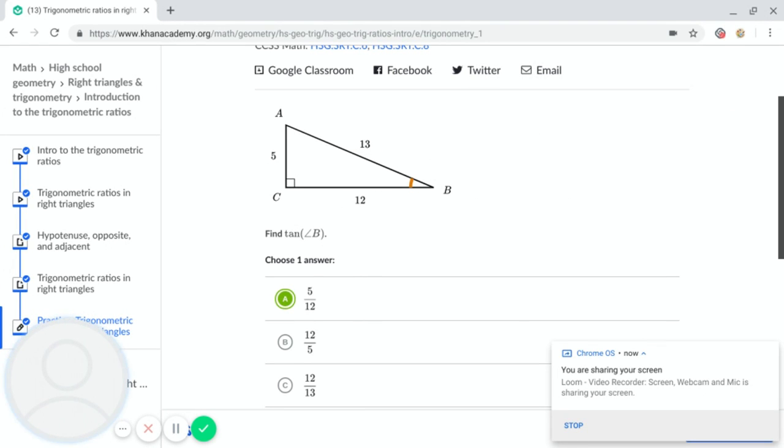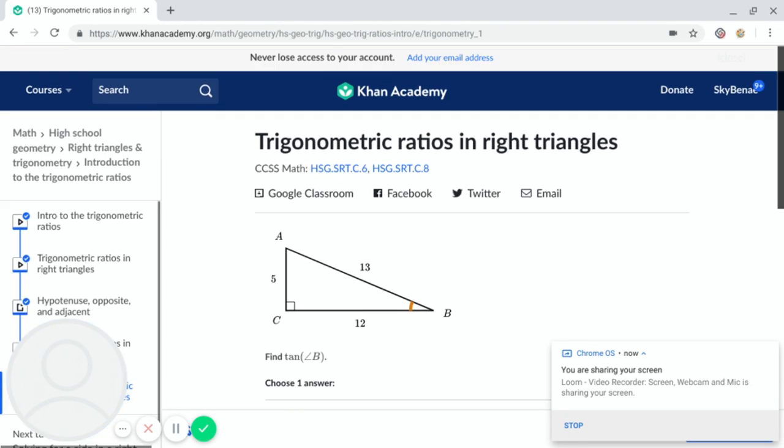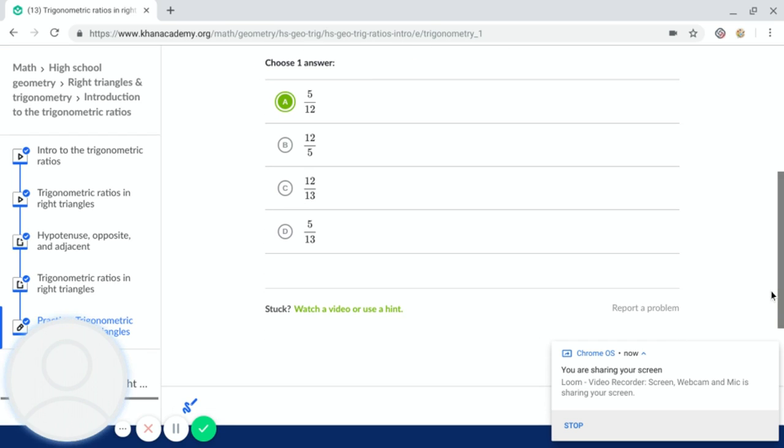So I hope that was useful in learning trigonometric ratios and right triangles.